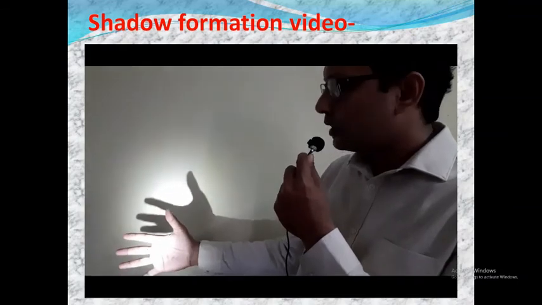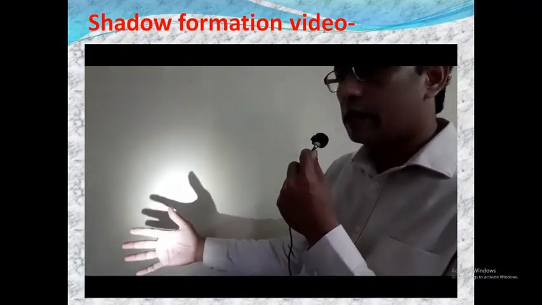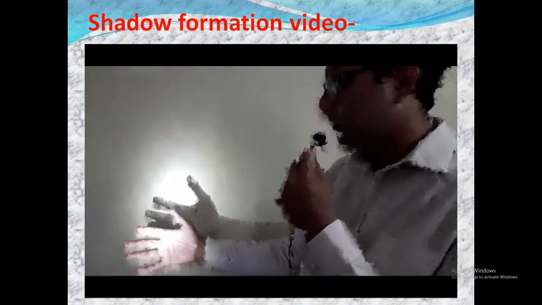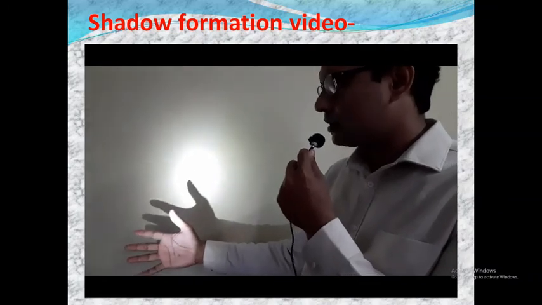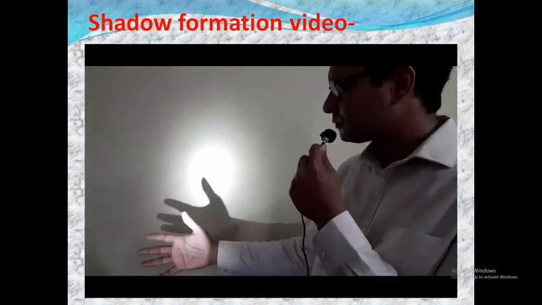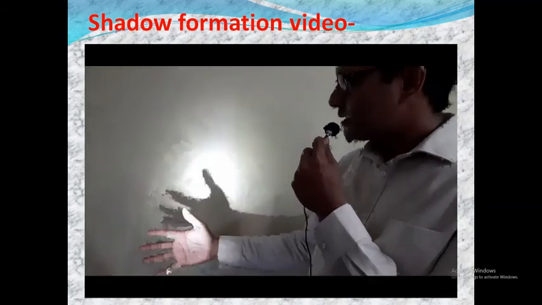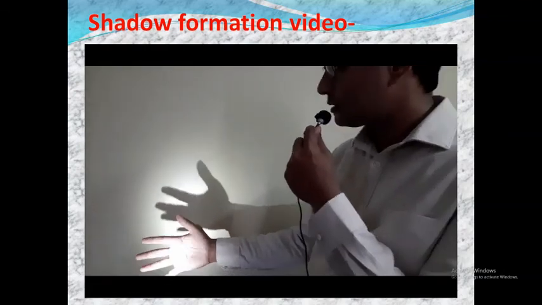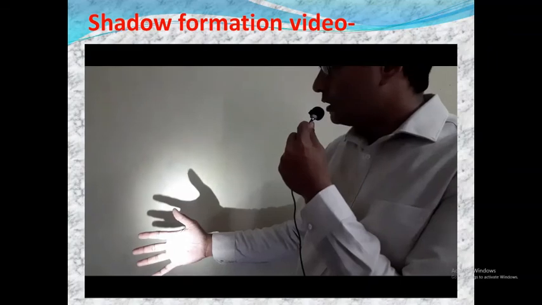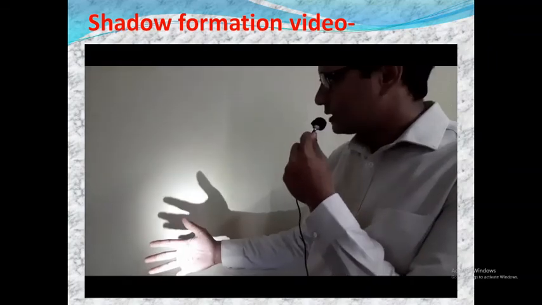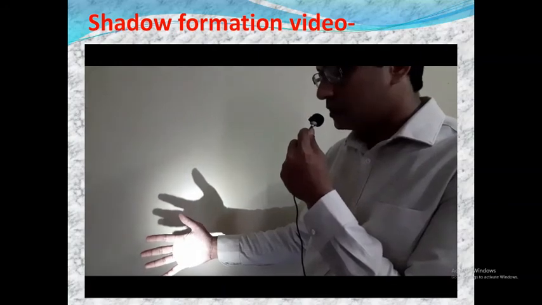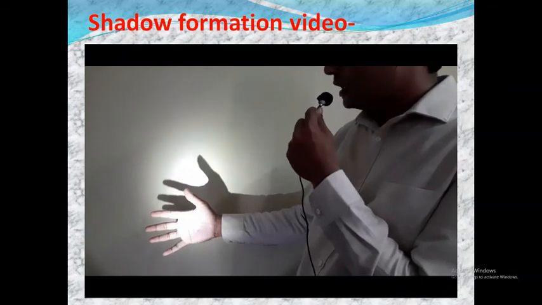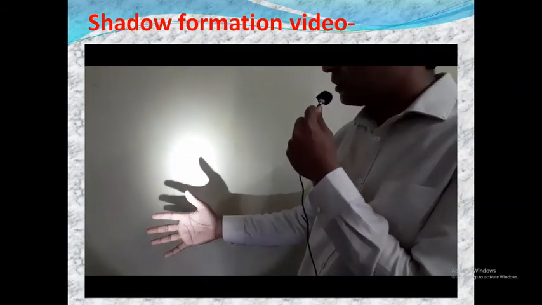This is my fingers, and the shadow is being formed. So light is falling from the opposite direction, and my hand is like an opaque object, and because my fingers are interrupting in the pathway of light, that is why shadow is formed on the wall. Also you can see that the shadow is not so sharp. The outer one is lighter, the inner part is more darker. The shadow is always darker, but the outer part is slightly lighter, and the inner one is more darker. So the inner part is called umbra and outer part is called penumbra.